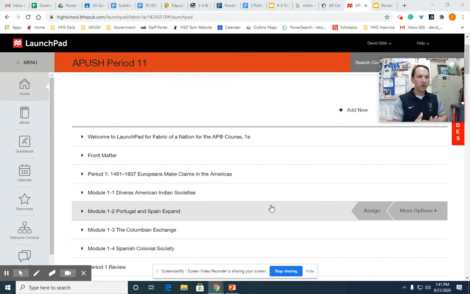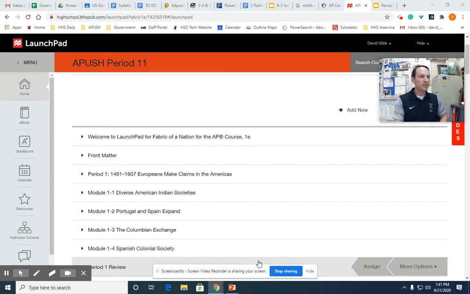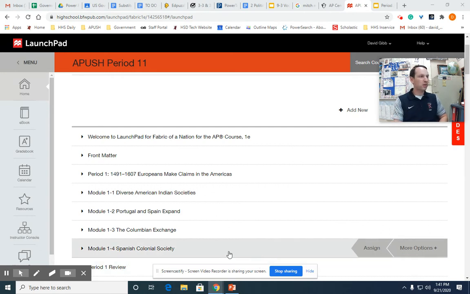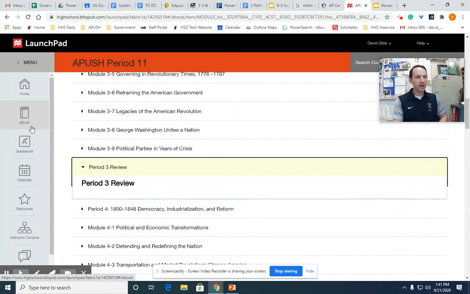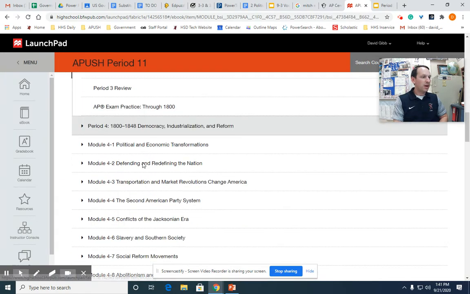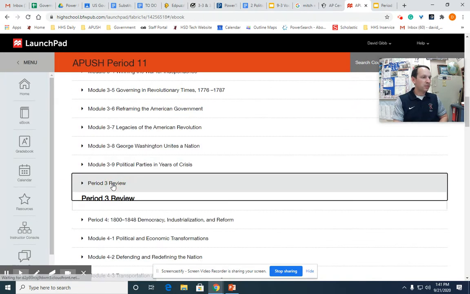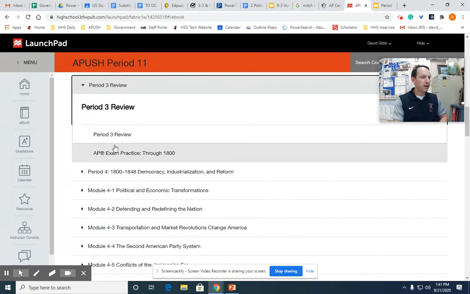So this is a good place to go if you want to do some practicing. I'm using your ebook here, but this is in your textbook also. If you're on your online book, you go to the ebook here on the left-hand side, and then you scroll down to where it says period 3 review. You can click on period 3 review.